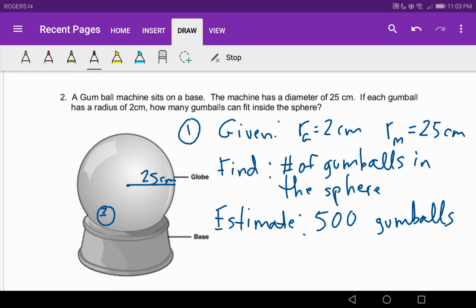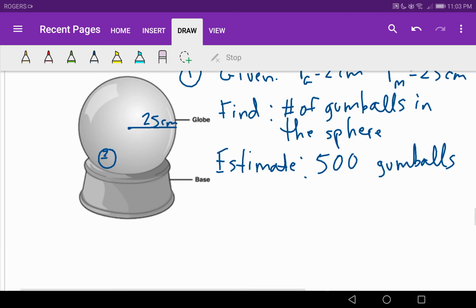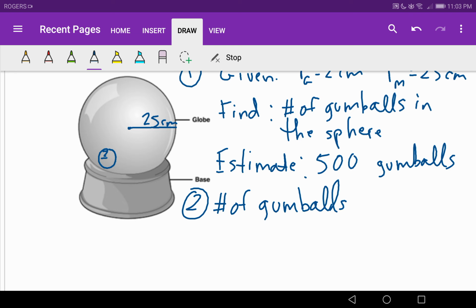Okay, step 2 is let's come up with a plan, right? And work backwards. So I need to find the number of gumballs in the sphere. What would be the formula to find the number of gumballs? This is the tricky part, right? We're working backwards. What would be the formula to find the number of gumballs?